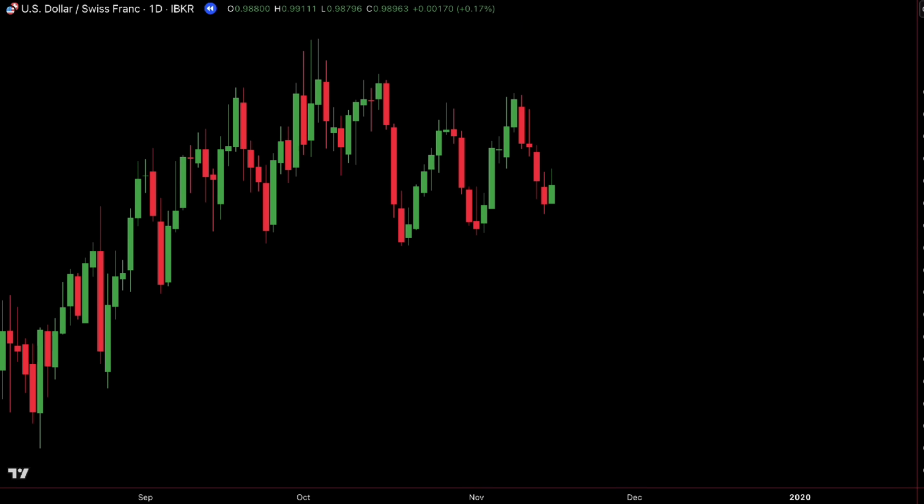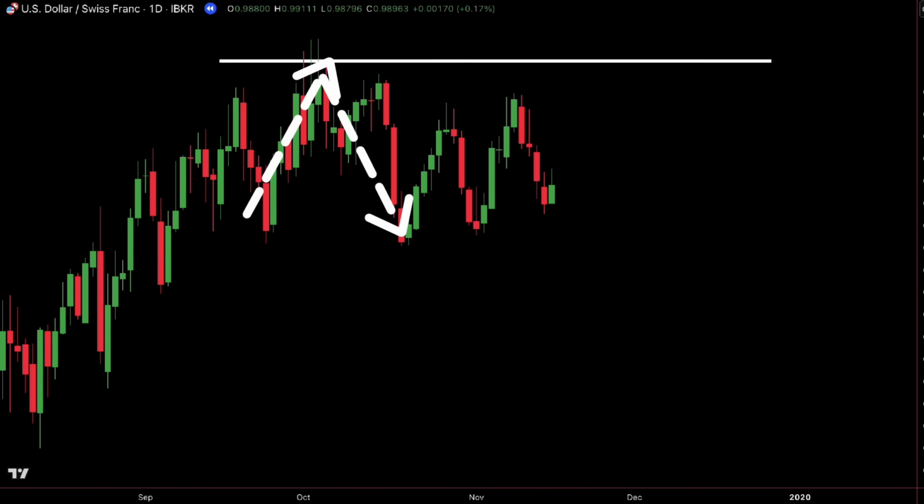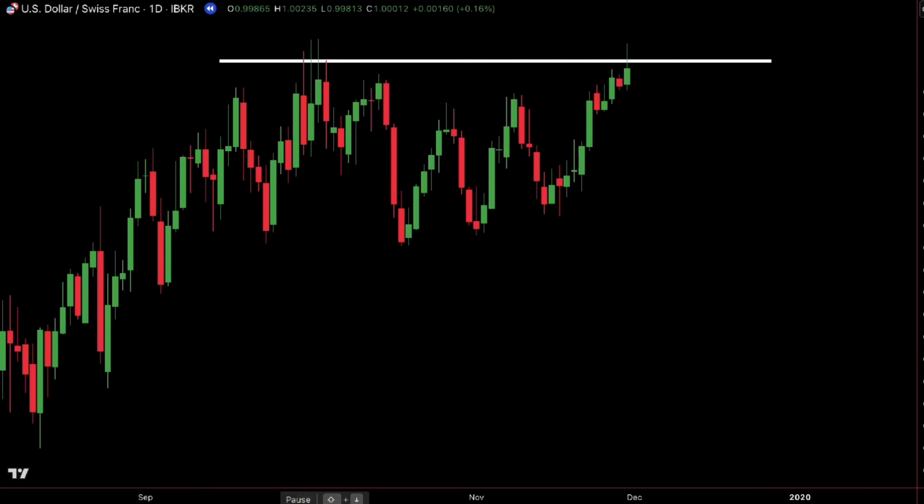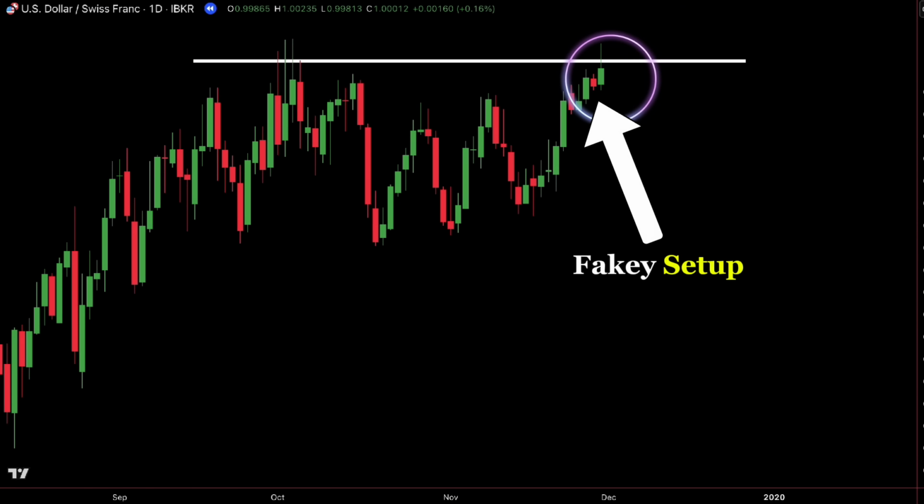Look at another chart. The market pushed up, hit this level, and reversed, creating a key resistance zone. Price pulls back again, and as it approaches that level, a fakey pattern forms. This is where smart money sets the trap. We see an inside bar, signaling indecision, and then a breakout above it, which tricks buyers into thinking the market is ready to break higher.